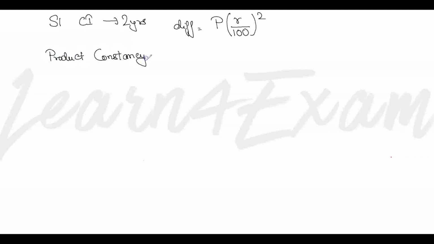Now, what does product constancy tell us? If there are two terms A and B who have a constant product, that is K, then if one of these two increases by n by p quantity, the other has to decrease by n by n plus p quantity to keep the product the same.